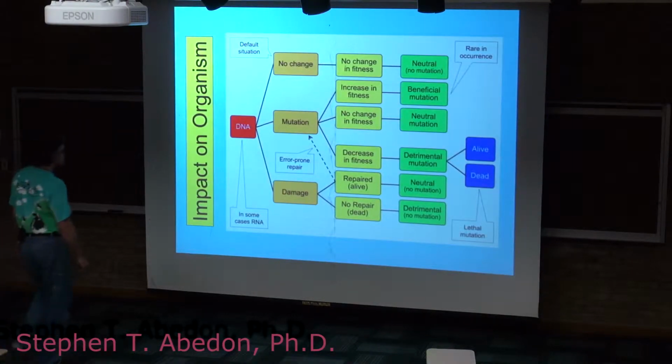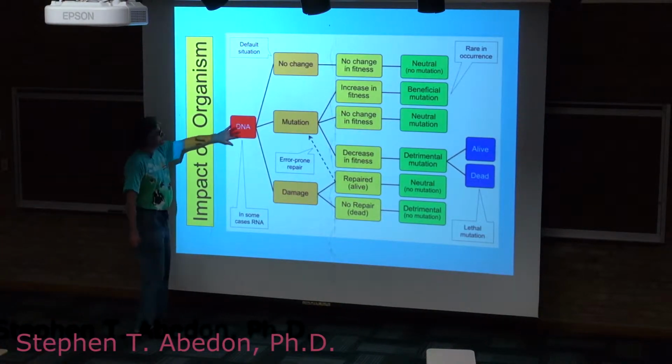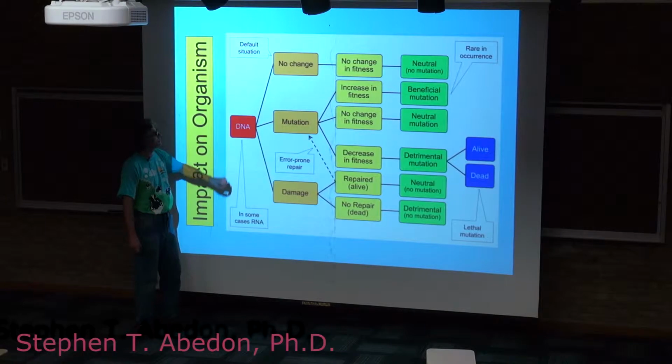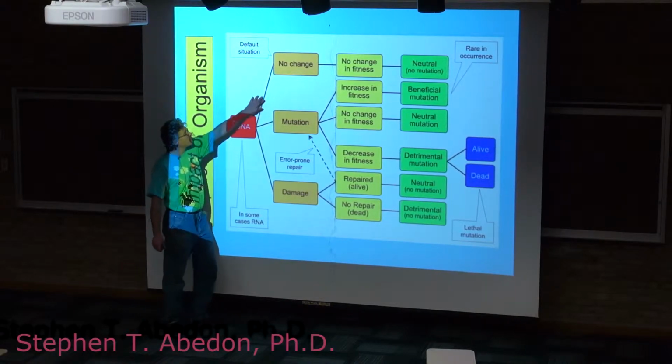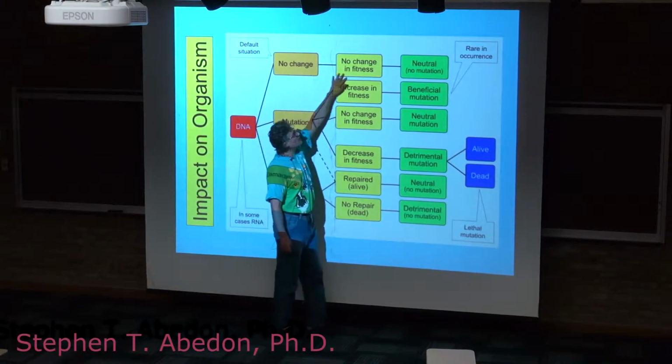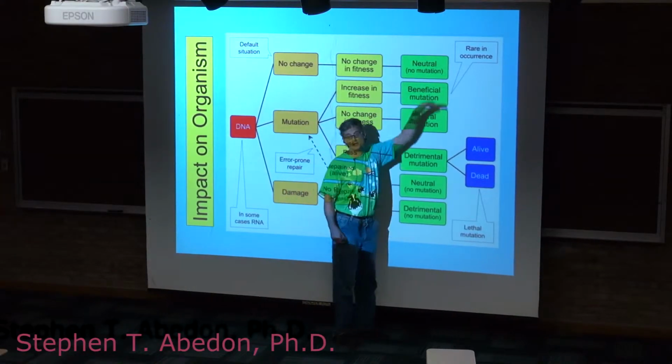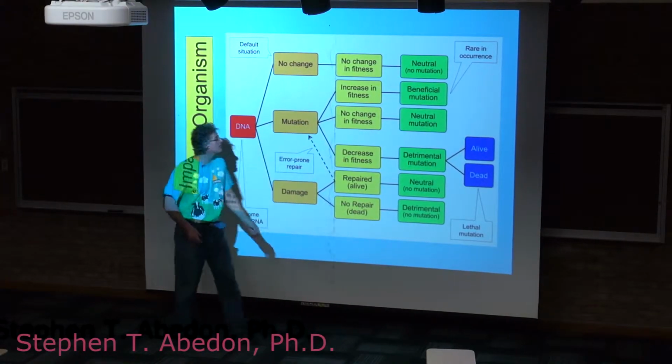So this is the flowchart I was telling you about. As the hereditary material, we're talking about it as DNA, but in some viruses it can be RNA. You can have no changes occurring, in which case nothing happens to the functioning of the organism, and we would call that a neutral situation.